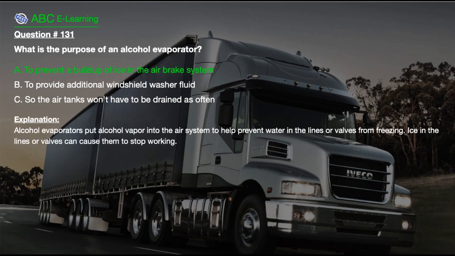The correct answer is here, A. To prevent a buildup of ice in the air brake system. Explanation. Alcohol evaporators put alcohol vapor into the air system to help prevent water in the lines or valves from freezing. Ice in the lines or valves can cause them to stop working.